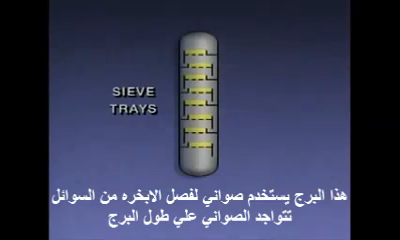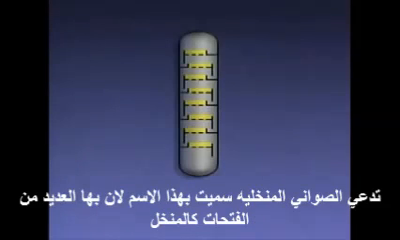This is to separate vapors and liquid. The trays are spaced throughout the tower. They're called sieve trays because they have many openings in them, like a sieve. Here's a closer view of some of the trays. We've exaggerated the size of the openings to make them easier to see.